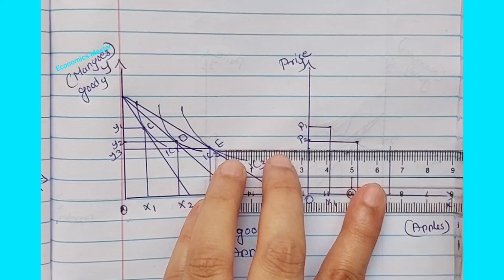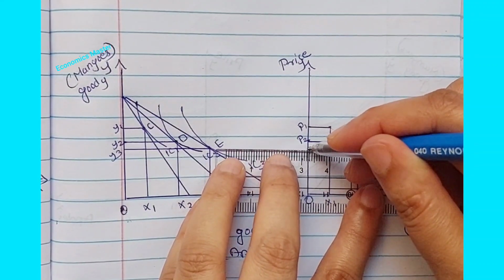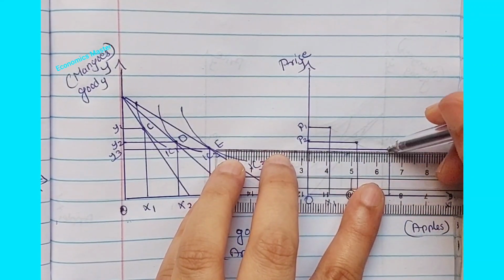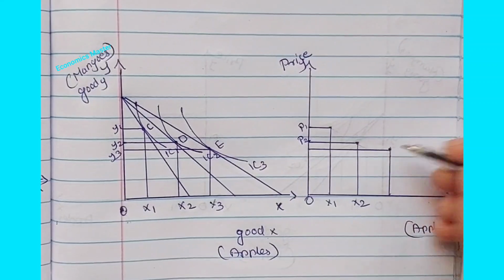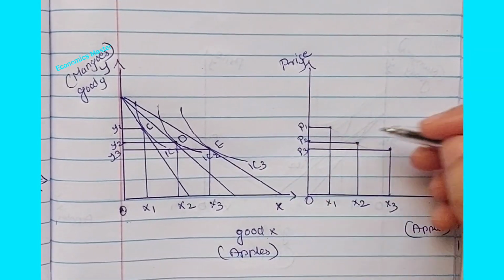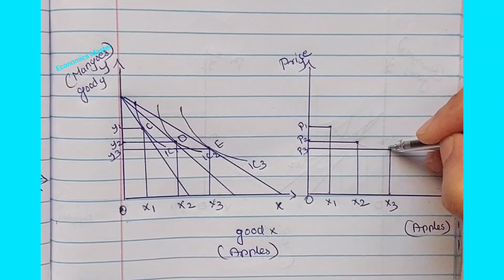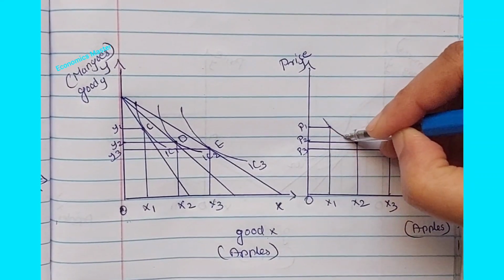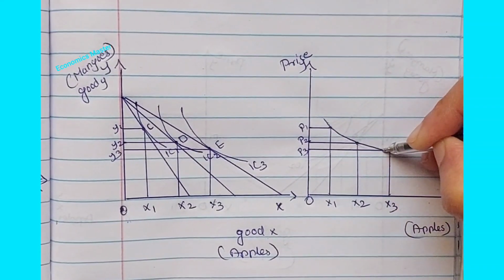to get a new point on the demand curve. Join all these points, and we will get a downward sloping demand curve.